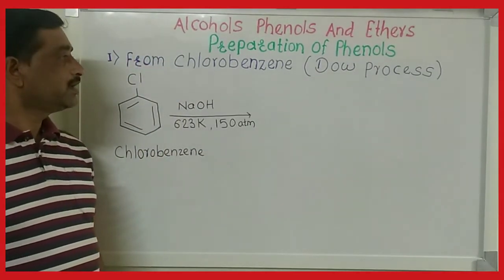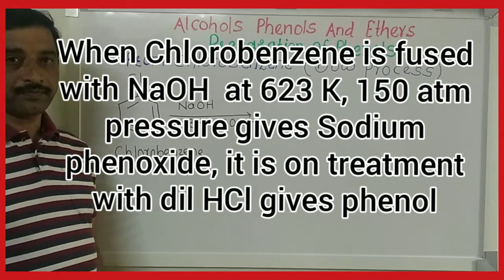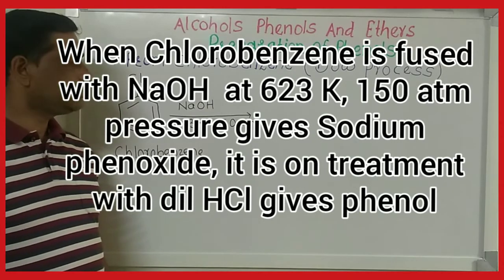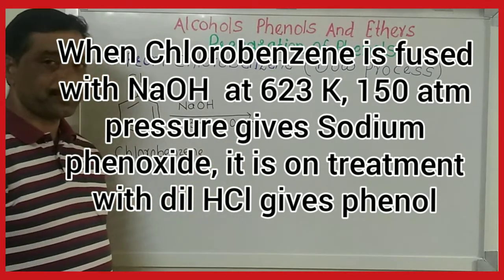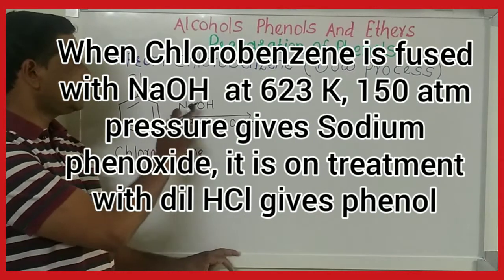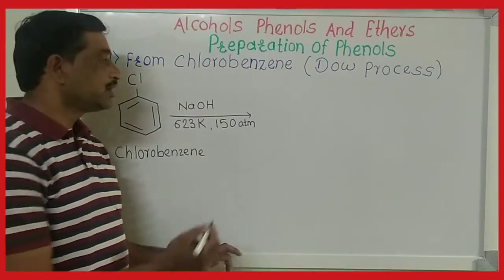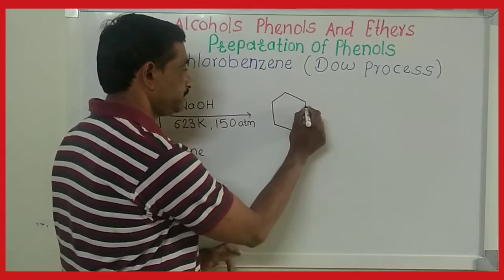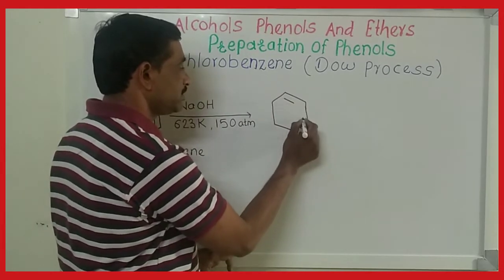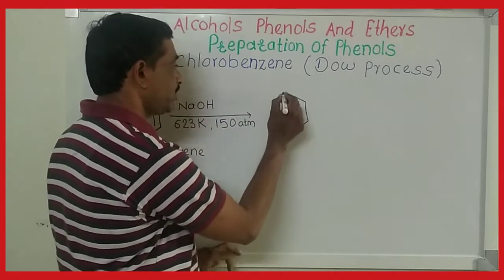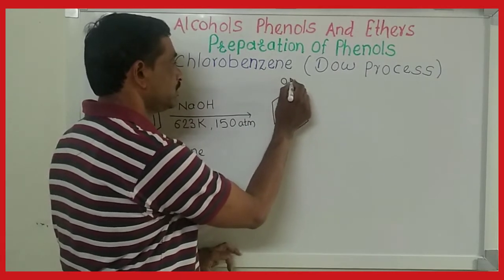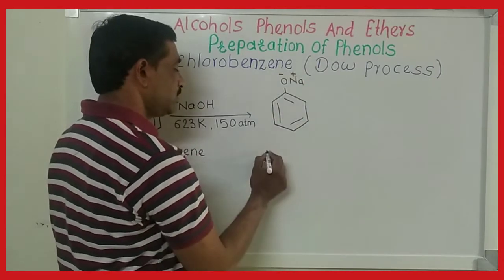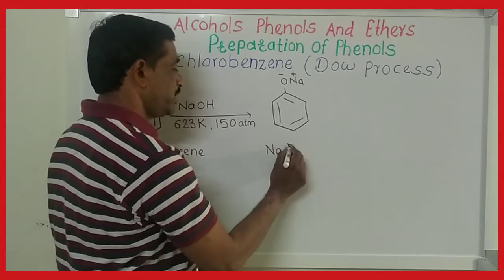So chlorobenzene, when fused with sodium hydroxide at high temperature, that is 623 Kelvin, under high pressure, that is 150 atmospheric pressure, gives us an intermediate compound known as sodium phenoxide. So the reaction of chlorobenzene with sodium hydroxide gives the intermediate compound known as sodium phenoxide.